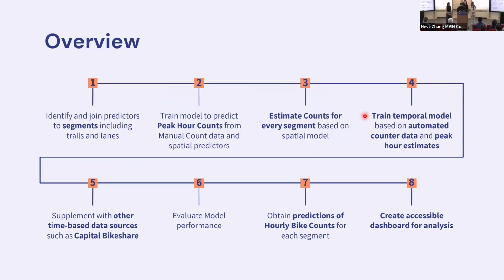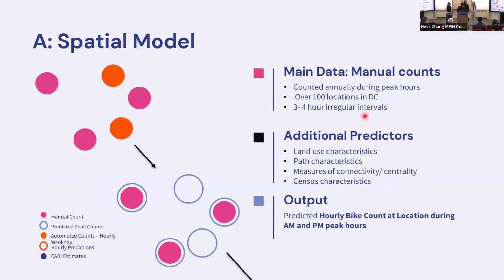So to do so, we first join all data and predictors to segments, including trails and lanes. Then we train a model to predict peak hour counts from manual count data and spatial predictors. This allows us to estimate counts for every segment based on the spatial model, which is then placed into a temporal model trained on automated counter data, which is supplemented with other time-based data sources such as Capital Bikeshare to obtain predictions for hourly bike counts for each and every segment in DC, which is what serves as a basis for our very beautiful dashboard.